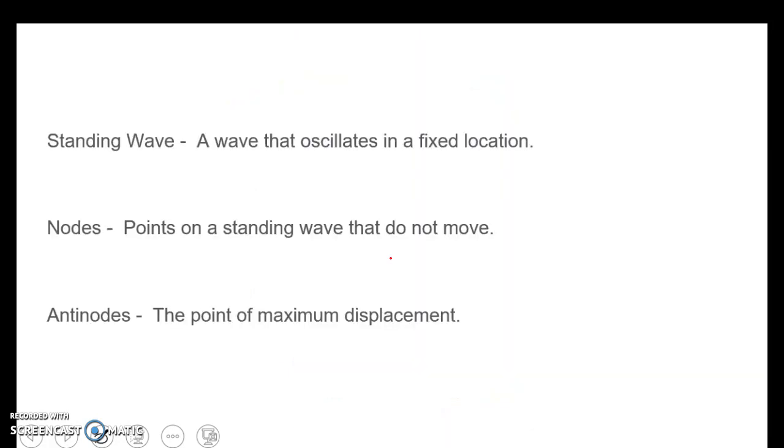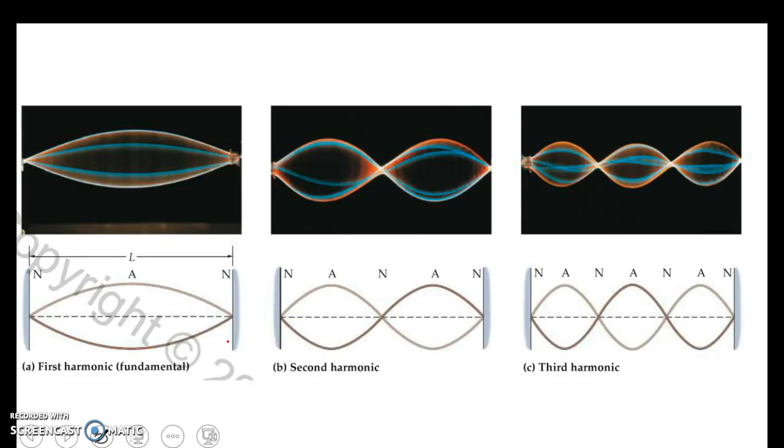Okay, so another type of wave is a standing wave. It's a wave that moves along a fixed location. Remember our fixed waves. There are two things on a standing wave: you have nodes and antinodes. Nodes are what doesn't move, and antinodes are where the maximum displacement is, so where the maximum amplitude of the wave is. So here's an example.